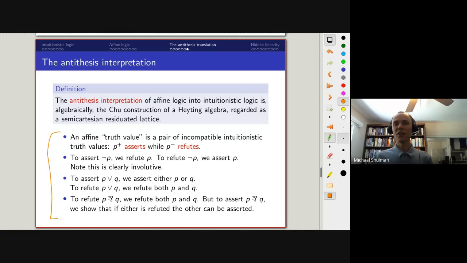So in other words, if I have a statement, a theorem in affine logic, then I can translate that into a theorem in intuitionistic logic, where all of my statements end up having two pieces. There's an assertion part and a refutation part. And all of these operations in affine logic translate into operations on the assertions and the refutations in intuitionistic logic.